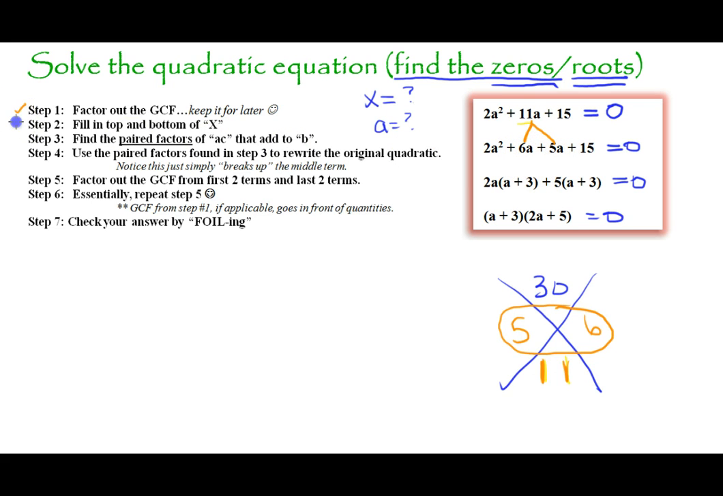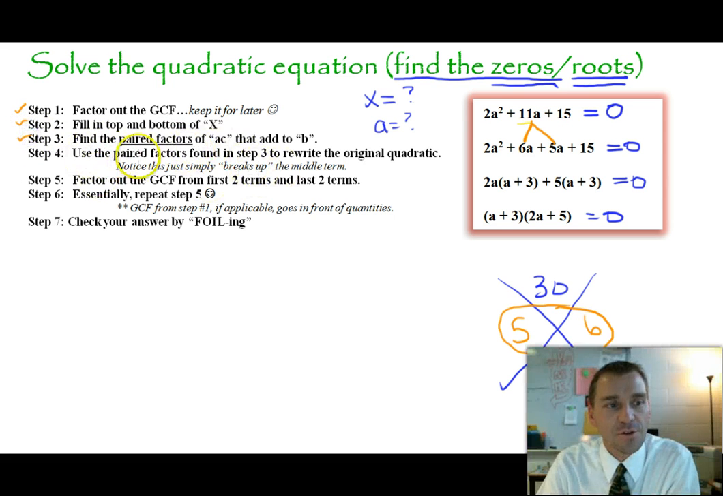So we did step 1, we did step 2. Find the pair. Whoops, sorry, we did step 3. So now we use those paired factors to rewrite the original equation. Oh, wait, check, we did that. Woo! So now we're on to step 5.